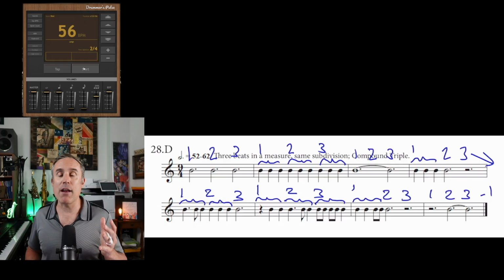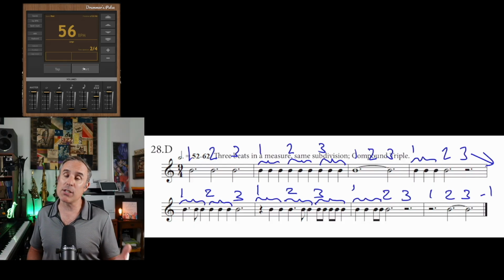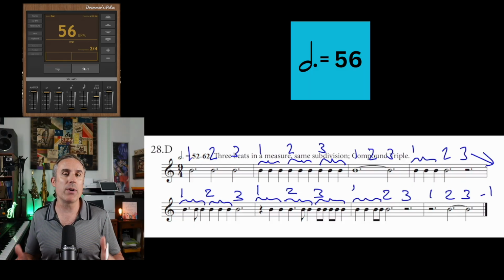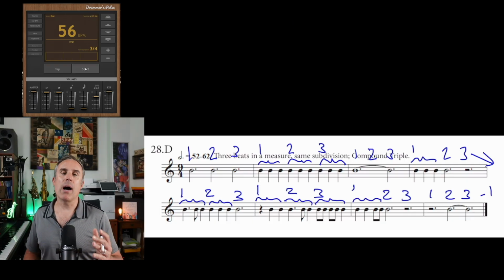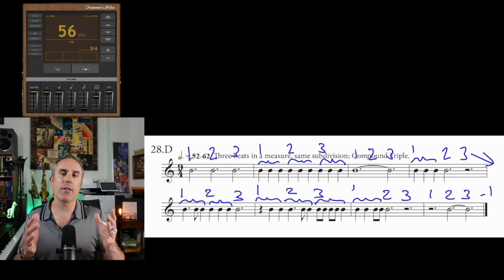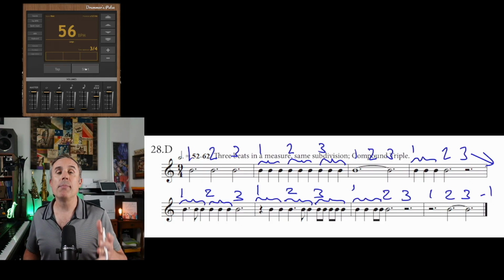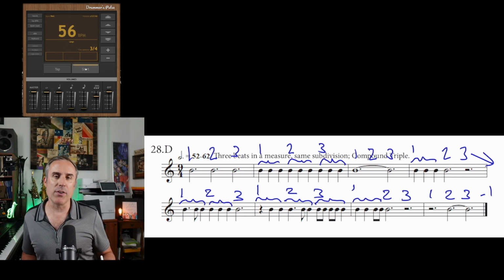I'm going to stay at 56 beats per minute, or as we know, the dotted half note equals 56, and I'm going to sing this once again on a G3. Let's get started. All right, I'm going to get the metronome started. You've noticed that I've changed it from 2 beats per measure to 3 beats per measure on the metronome because we're in a compound triple time signature. And I'm going to keep those subdivisions in there.